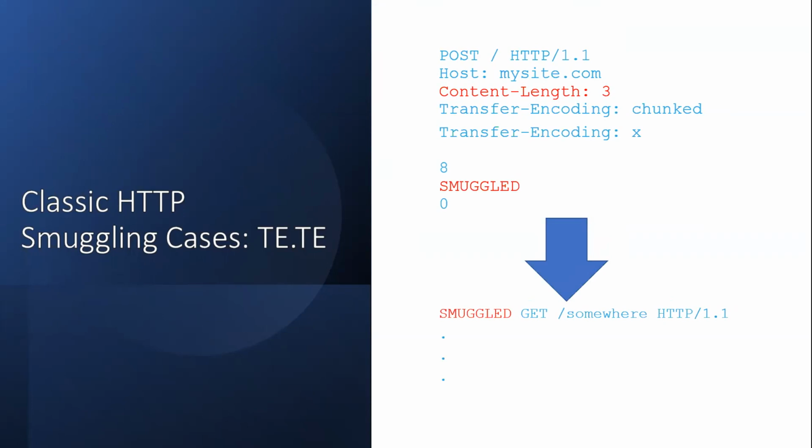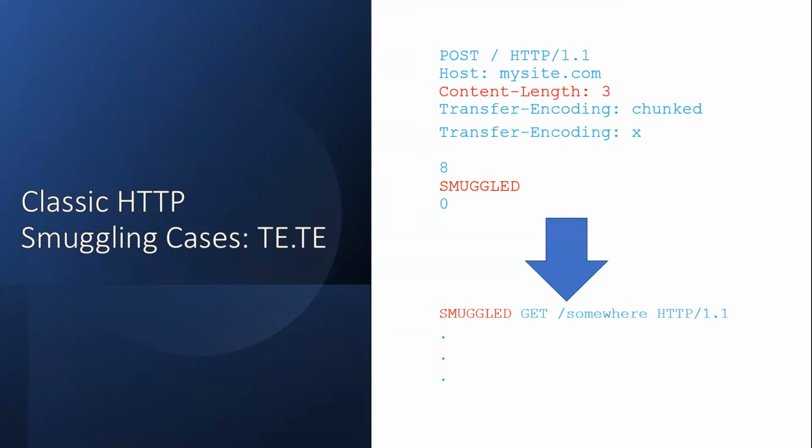So how can we actually make the front-end look at content length, but the backend look at chunk encoding, or vice versa? How do we do it? Well, let's say you have 2 servers. One server gets transfer encoding X, and the second server gets 2 headers. You can do that. You can duplicate headers and send them to the server. The question is what the server will do with them.